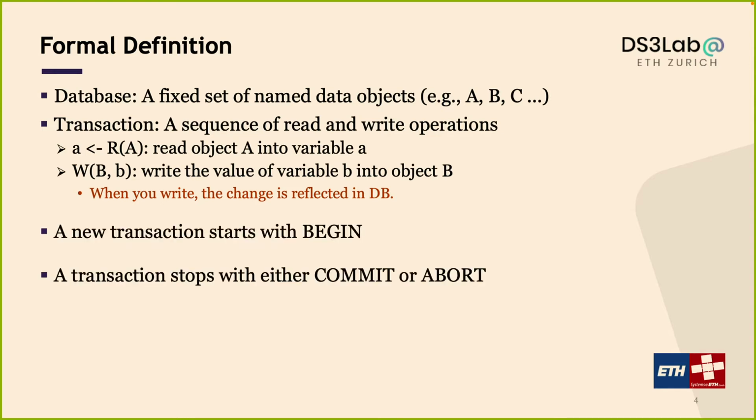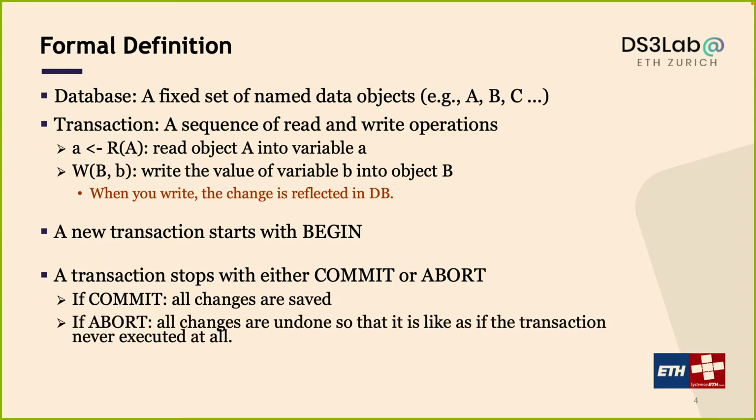New transactions start with begin and can end in two different ways. Either you commit, which means all the changes from this transaction are reflected inside your database, or you abort, which means all the changes are rolled back. It could be issued by the user: you can say, I don't want to do this transaction anymore, I abort the transaction. It could also be issued by the database system. Last Friday, we looked at one example where the database issues the abort statement for your transaction: when you have deadlocks, you need to kill some of the transactions.